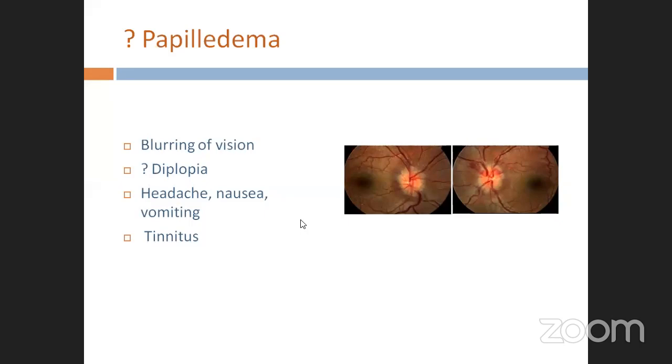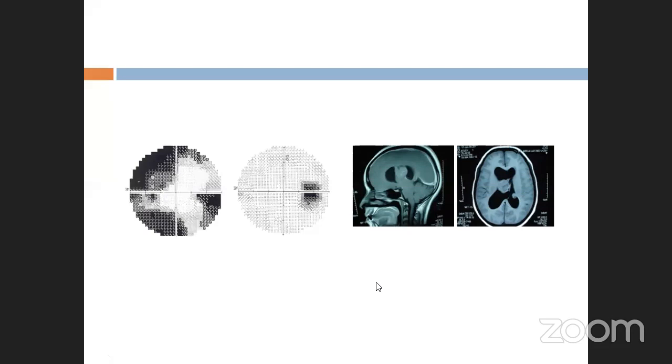So the next step, we send the patient for visual field. This visual field shows enlarged blind spots with a nerve fiber bundle defect of the left eye. So this is a feature of papilledema. And then we send the patient for neuroimaging.